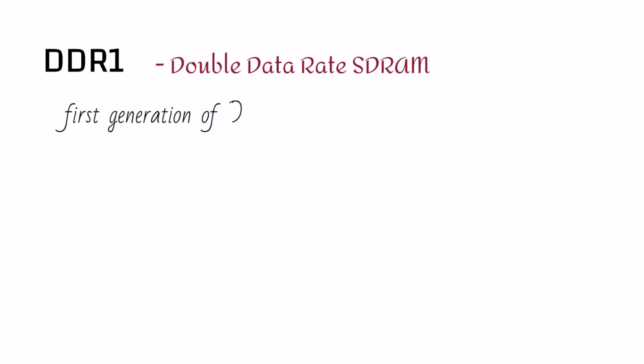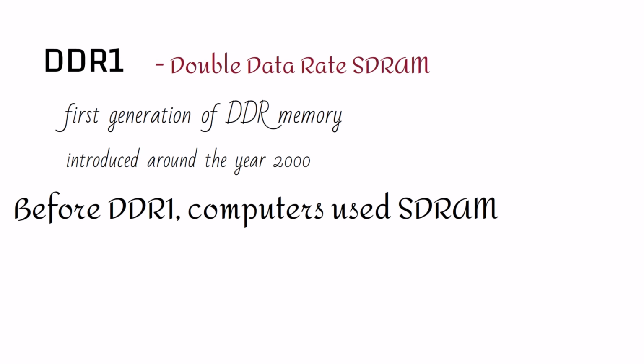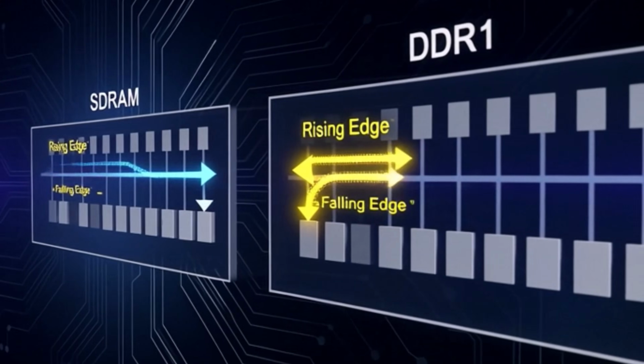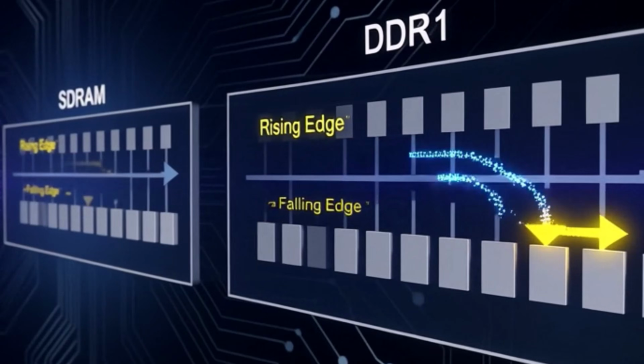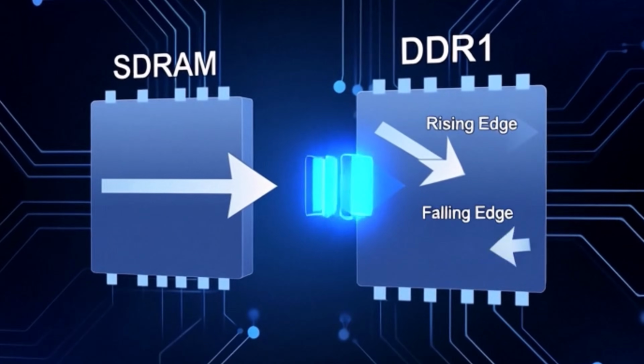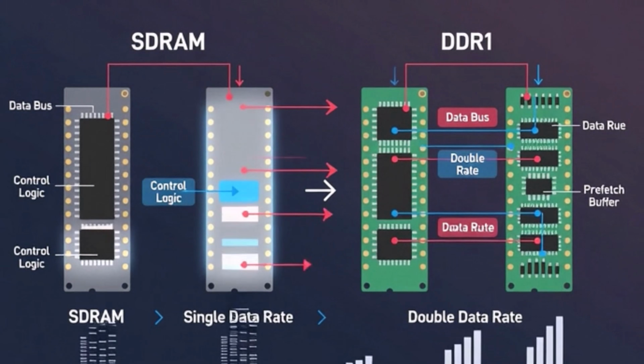DDR1, Double Data Rate SDRAM. DDR1 was the first generation of DDR memory, introduced around the year 2000. Before DDR1, computers used SDRAM, which could transfer data once per clock cycle. DDR1 changed this by allowing data to be transferred twice per clock cycle, once on the rising edge of the clock and once on the falling edge. This is where the name double data rate comes from.